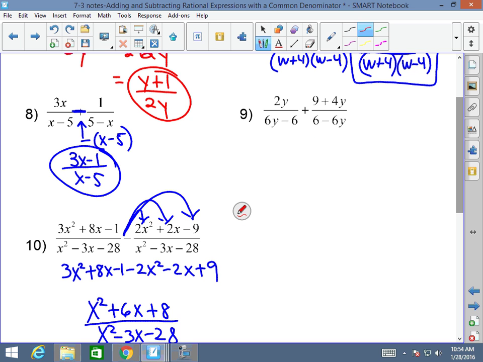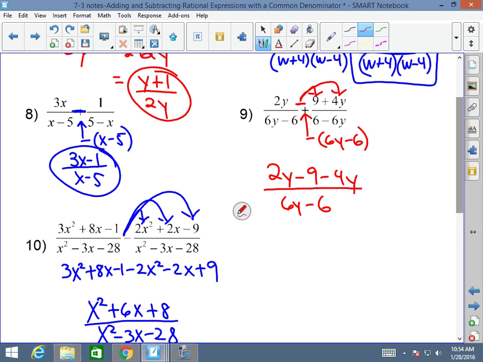First of all, I'm going to factor out a negative here. So this is 6y minus 6. You're going to bring that negative up, and I'm going to distribute that. So I've got 2y minus 9 minus 4y over 6y minus 6. The question here was, can I simplify this negative 9 and this negative 6?